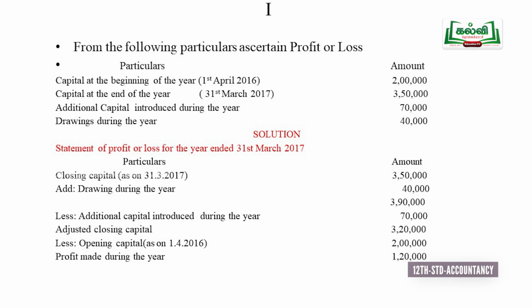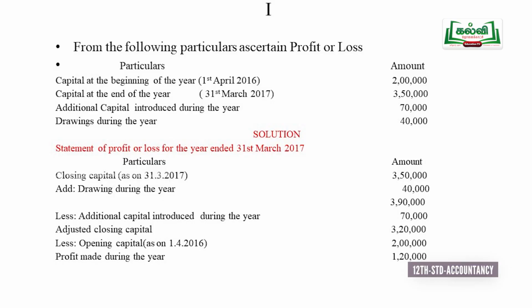As per the format, first we have to take the closing capital, add drawings, less additional capital. So closing capital 3,50,000, add drawings 40,000. So from the total of 3,90,000, less additional capital 70,000, we can have the adjusted closing capital. Then next, less opening capital. So when the adjusted closing capital is more than the opening capital, the answer may be profit. When the adjusted closing capital is less than the opening capital, the answer may be loss.